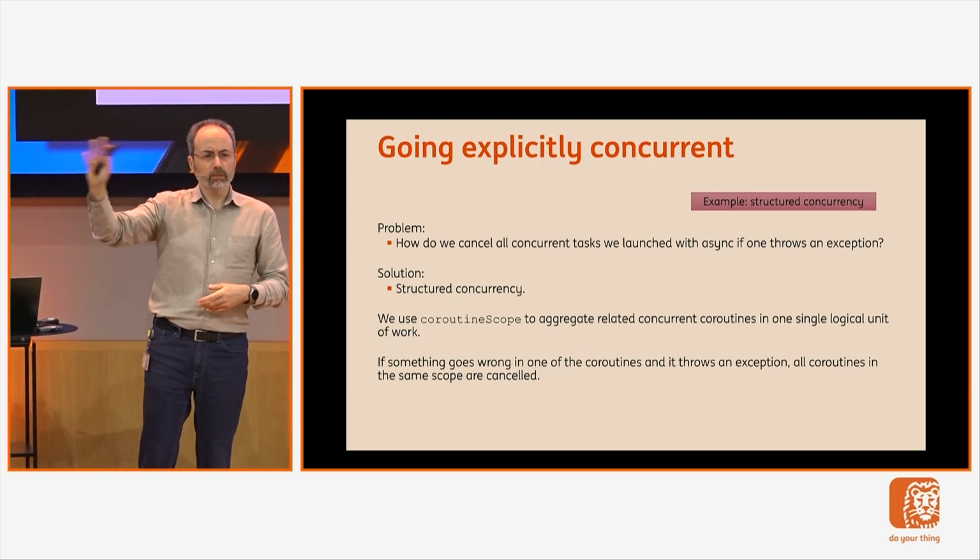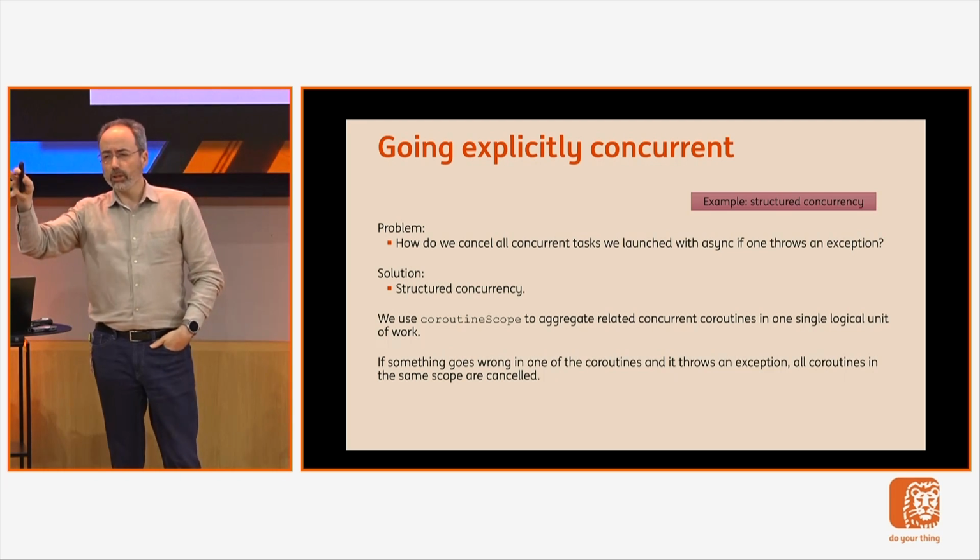Has anyone tried to write cancellation logic with completable futures, or even worse, with the futures where, if one thread fails, you want to cancel the other one? Did anyone try? Yeah, you did. Okay. I feel sorry for you. I've done that as well.